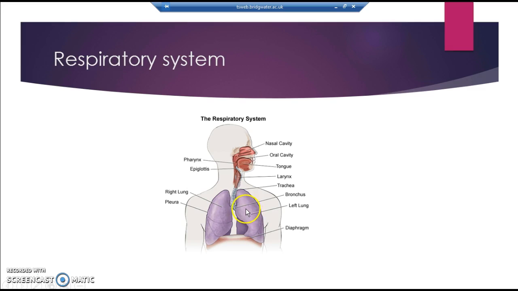As you can see, I've got the left lung and the right lung. These are just your lungs. This is what helps you breathe. They're very important for you to live. Last but not least is the diaphragm. It's just down here.